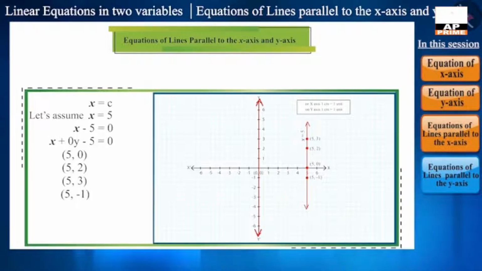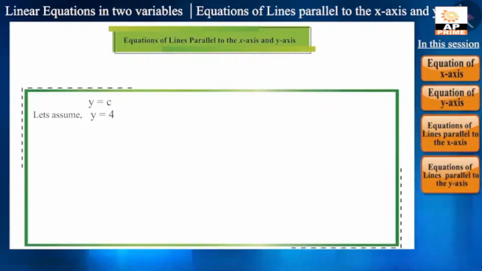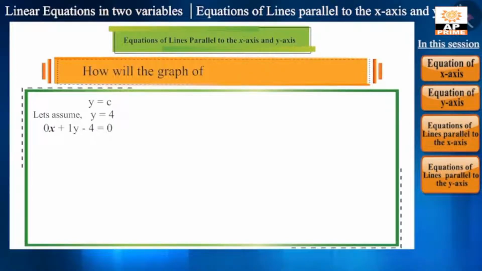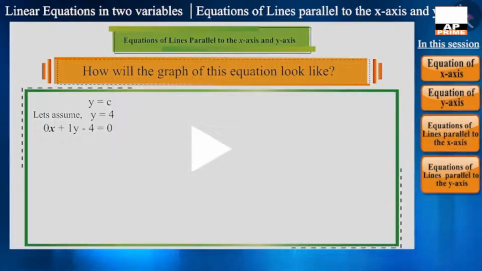Friends, one point to be noticed here is that all the solutions are in the form of (5, n). n is a real number. Now let's assume the value of y as 4 and also write it in the form of linear equations in two variables as 0 multiplied by x plus 1y minus 4 is equal to 0. Can you tell how the graph of this equation will look? You may pause the video and think of the answer.